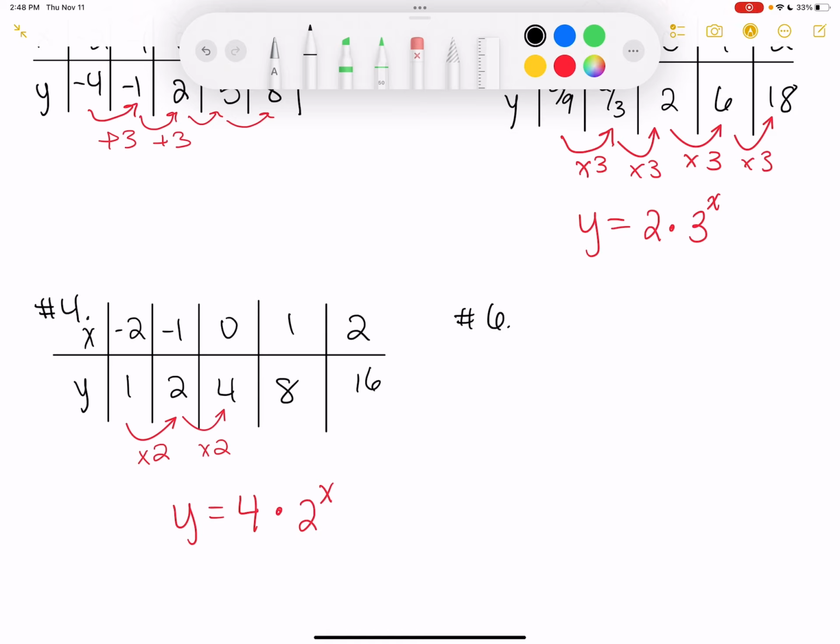So whatever is under 0 is the number that goes out front. And then whatever gets you from A to B, B to C, C to D, all the way across is the number that goes with the exponent on it, the x.